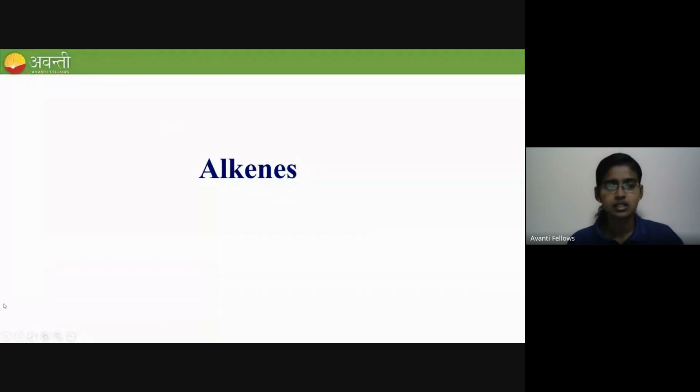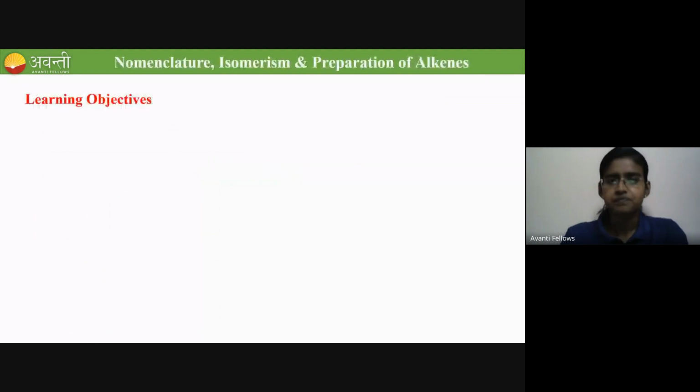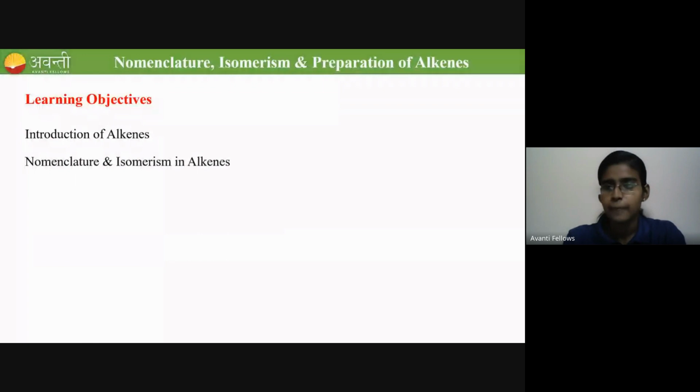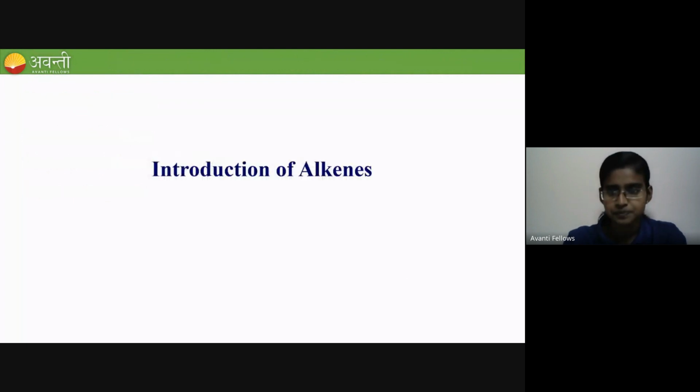Alkenes. We'll start with alkenes. The learning objectives under alkenes are the introduction, the nomenclature and isomerism, and the preparation of alkenes. I thought of completing these topics today, but I don't think I will complete them, as we are left with only a few more minutes. So let us see the introduction part, and I will try to cover the nomenclature if time permits.